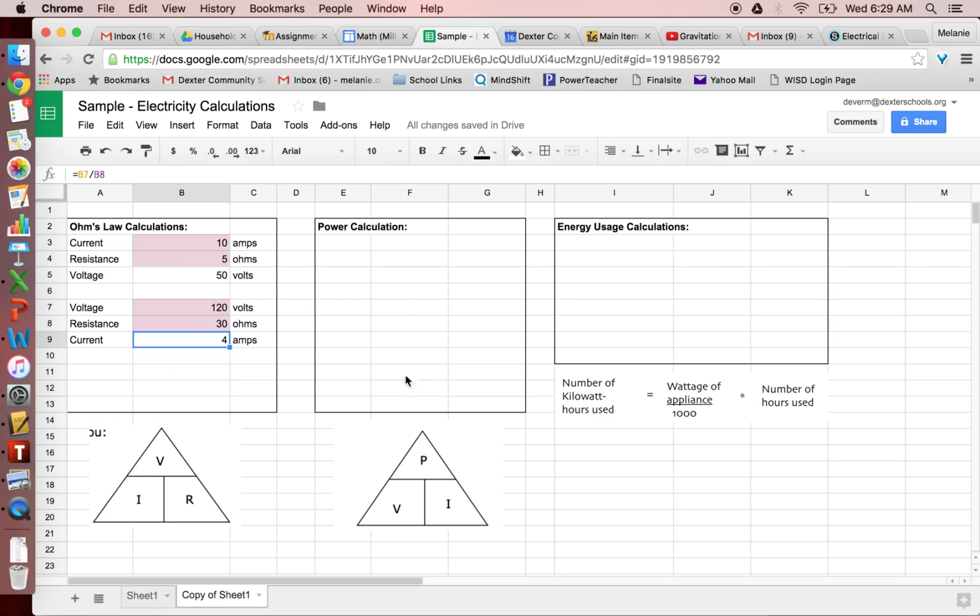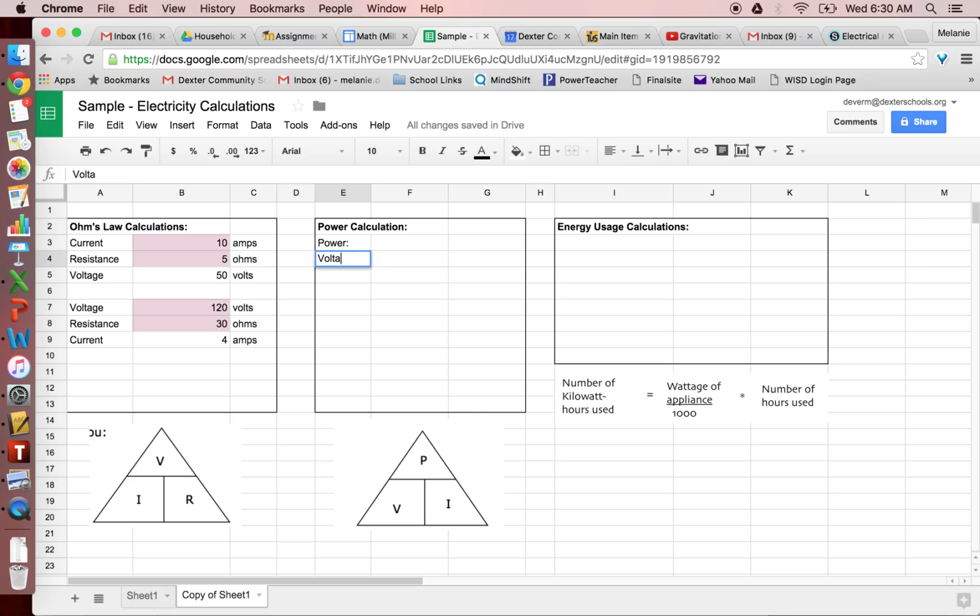We'll do the same thing here for the formulas for power calculations. Power is what we get when we multiply voltage by current.